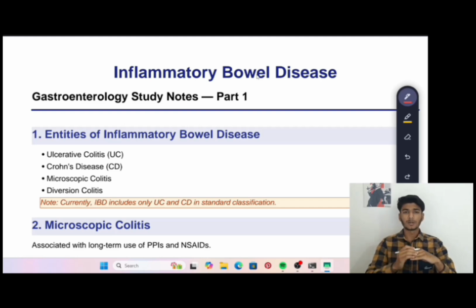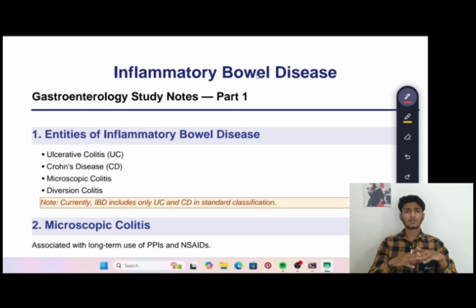So first is inflammatory bowel disease. What is inflammatory bowel disease, first of all? There will be inflammation in the intestinal tract, the gastrointestinal tract, due to the immune response in genetically susceptible individuals. There will be autoimmunity, defective genes, and exogenous and endogenous factors which will affect this and cause inflammatory bowel disease.